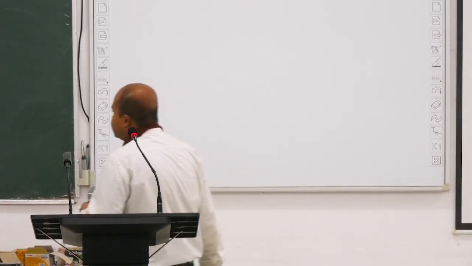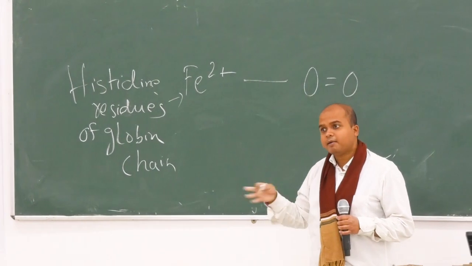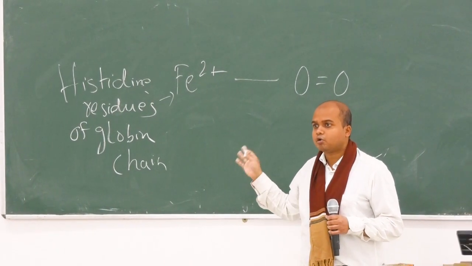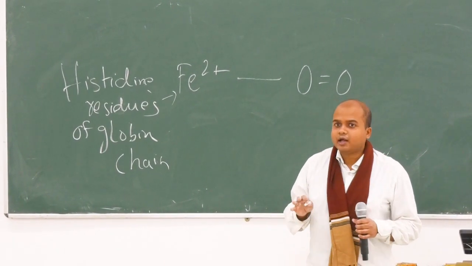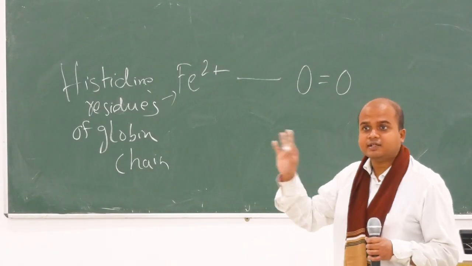Okay, so histidine residues of globin chain. Why is globin important? One primary importance of the globin chain is this. There are other processes by which this stabilization occurs, but at least you should know the histidine residues of the globin chain.